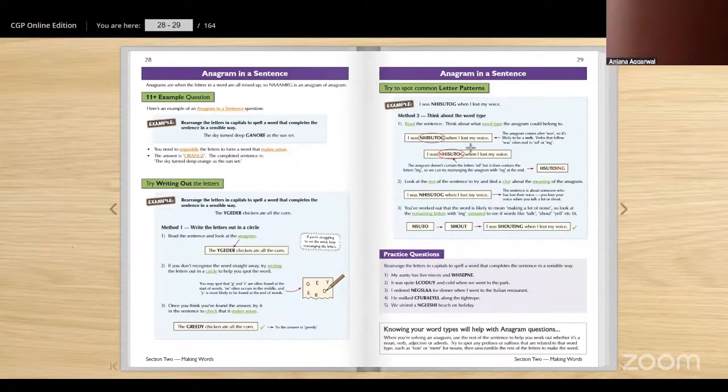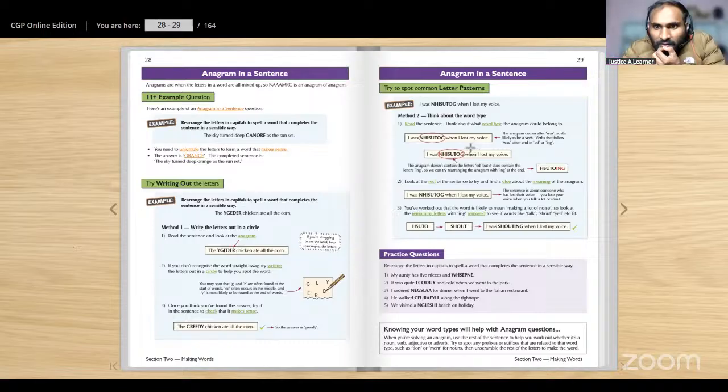Oh wow. So shouting is correct, so I just don't need to read the whole thing. Should we do the practice questions? Did you understand how you got shouting? Look at the rest of the sentence.